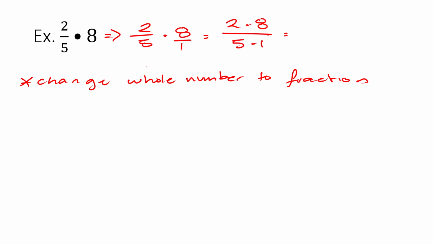Now you can use either option 2 or option 3. Here, option 3. Can we divide any numbers with the same number that is on the top and the bottom? No. 2 and 8 we can, but are one of them on the bottom? No. So we can't do anything. So we simply multiply across. 2 times 8 is 16. 5 times 1 is 5. So your final answer is 16 over 5.